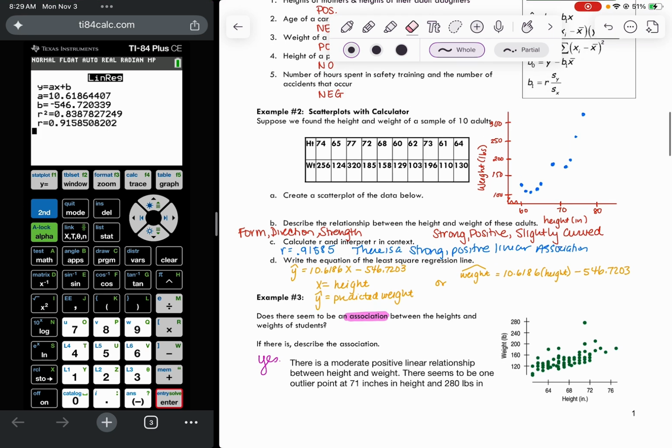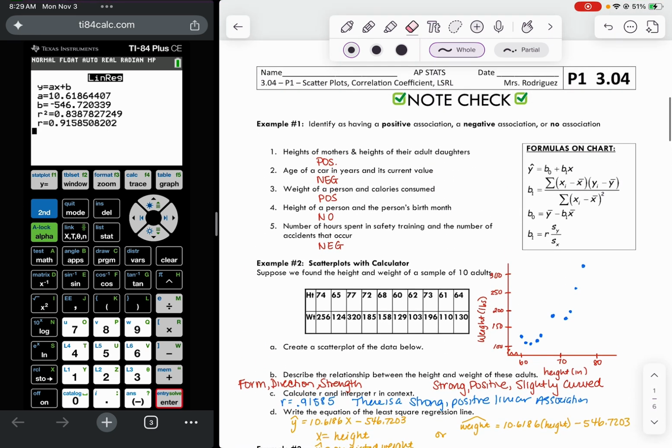So hopefully at this point you guys have completed the note check section of the lesson, and I wanted to go over a couple of things with you that you should have discussed with each other after watching last night's homework and completing the note check from today.